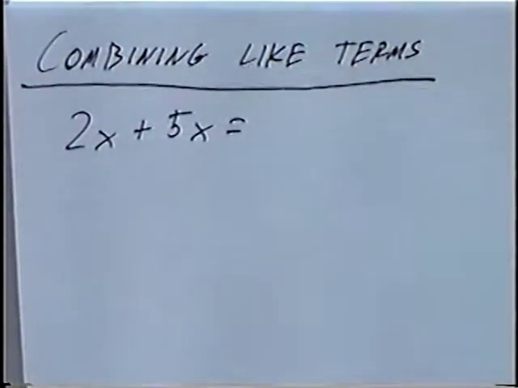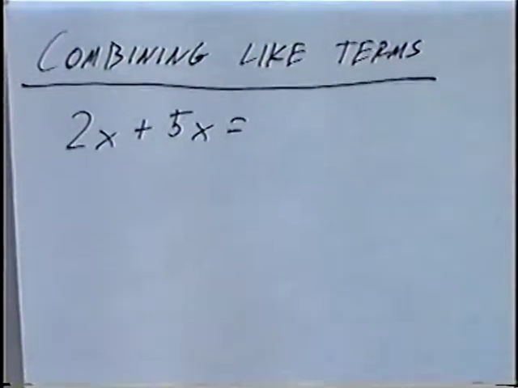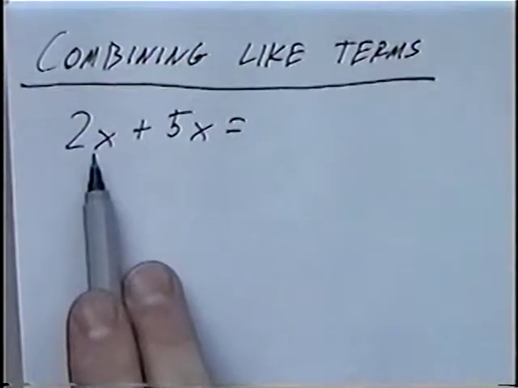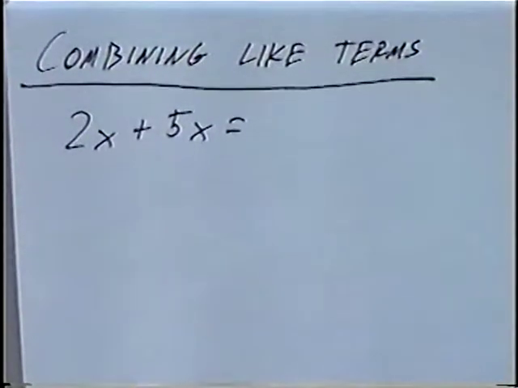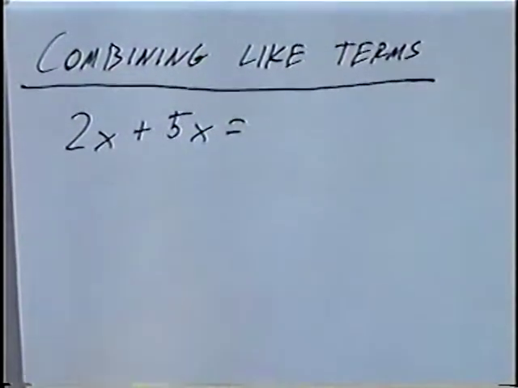When you have like terms, and again like terms are the same variable with the same exponent or no exponent shown, you can add those together. 2x plus 5x. The coefficients or numbers in front of the variables, we'll add those together.